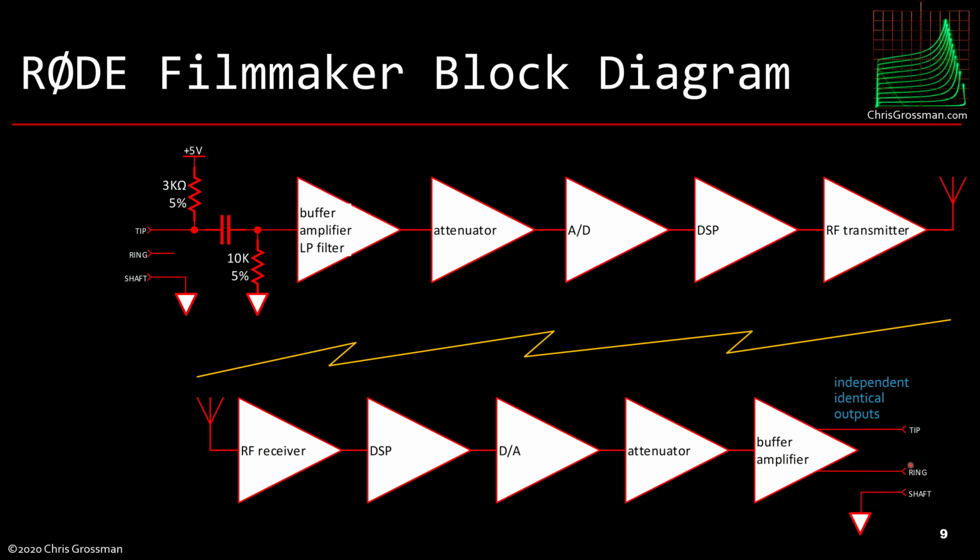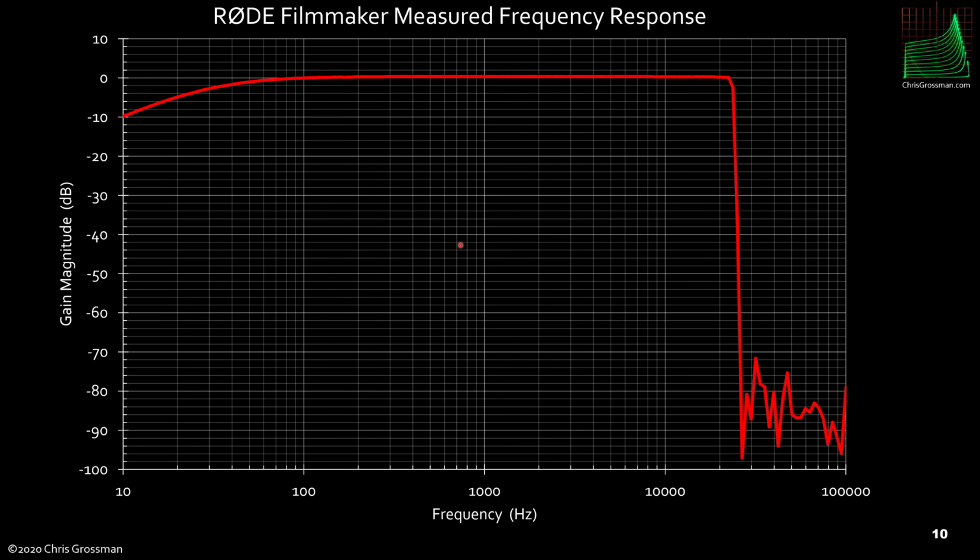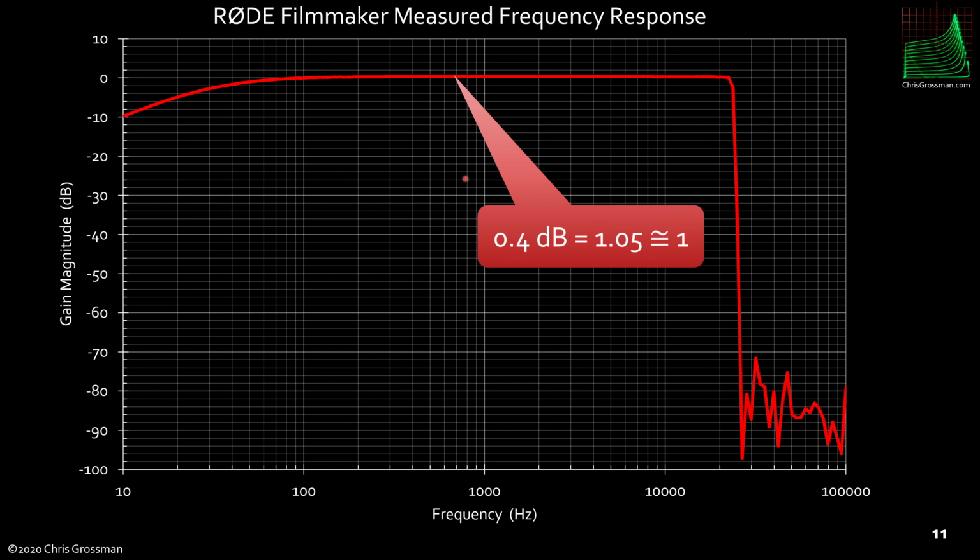So let's measure it. What I did is I hooked the RØDE Filmmaker up to my Siglent scope, and using the Bode plot mode, I measured the frequency response. You can see here, starting at 10 hertz, it rises up, and it's fairly flat, and then it drops off. Where it's flat, I got 0.4 dB, or a gain of 1.05, which is approximately 1. So the system essentially has no gain.